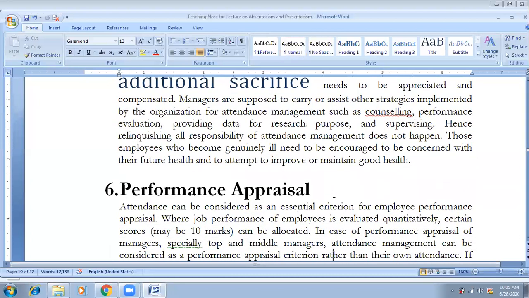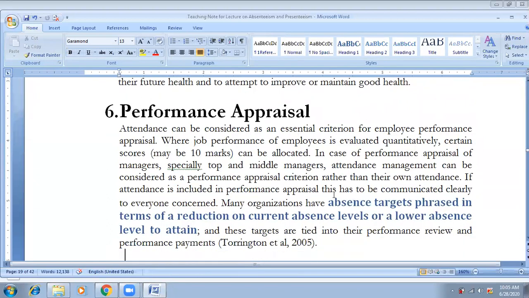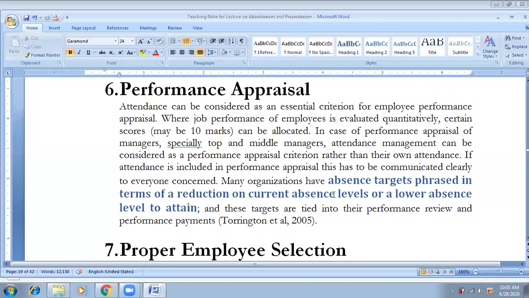Okay. Then strategy number 6, that is performance appraisal. We can develop targets relating to attendance. Then we can measure employees' performance on the achievement of such targets. Then definitely that will reduce absenteeism.